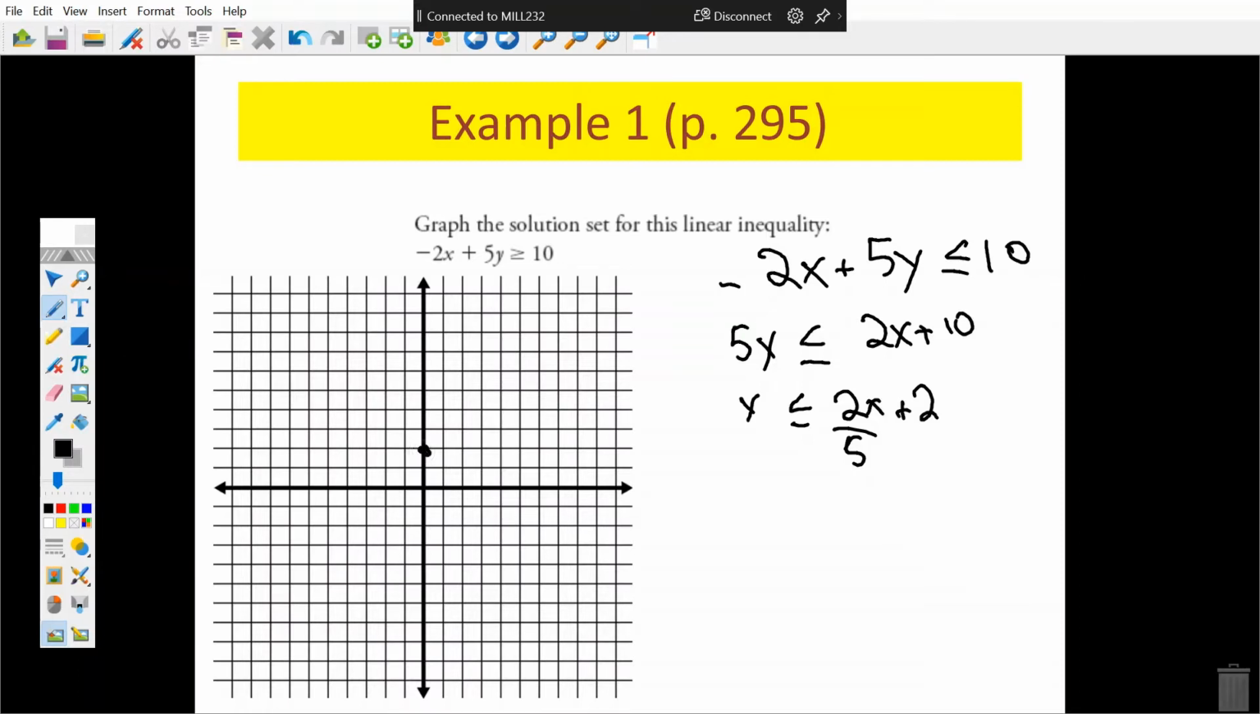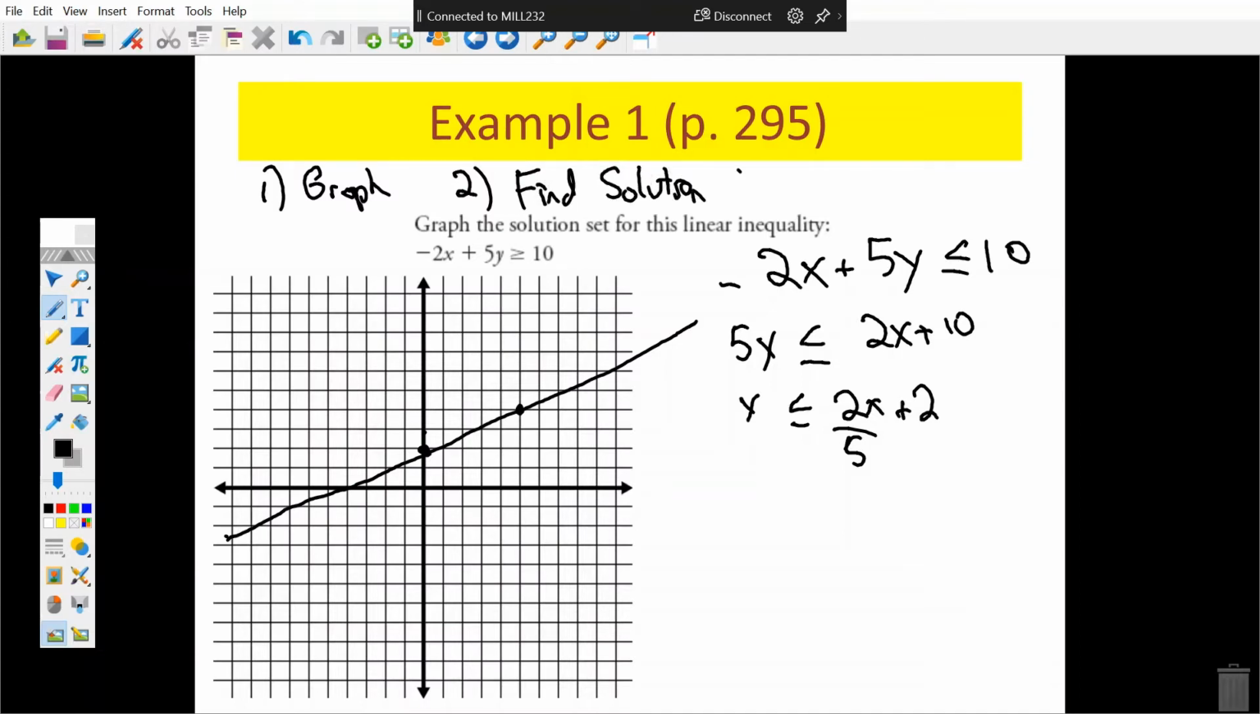2, right there. The slope is 2 over 5. So a rise of 2, 1, 2, and a run of 5. 1, 2, 3, 4, 5. Now we can connect our dots. And now we've graphed it. Now we're only half done, right? Step 1 is to graph. Step 2 is to find the solution set.